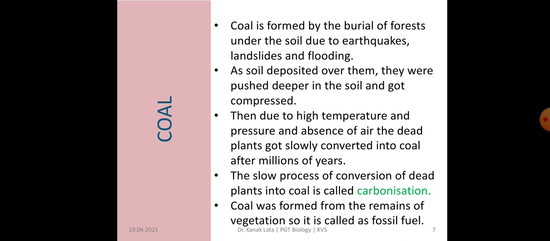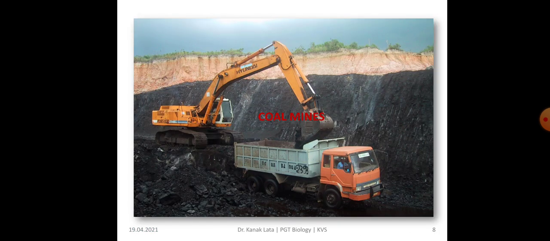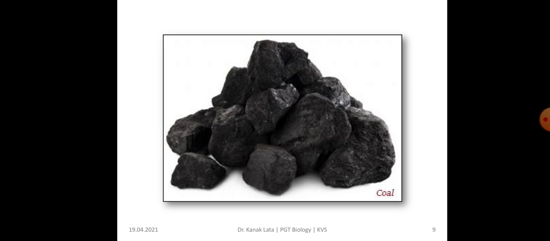This process of conversion of dead plants into coal is called carbonization, because coal is a form of carbon. Carbon is present. So that is why the process of conversion of dead plants into coal is called carbonization. And coal was formed from remains of vegetation, so it is called a fossil fuel. Here it is a view of coal mines, how the coal is extracted or taken out from the coal mines. Here it is the coal.